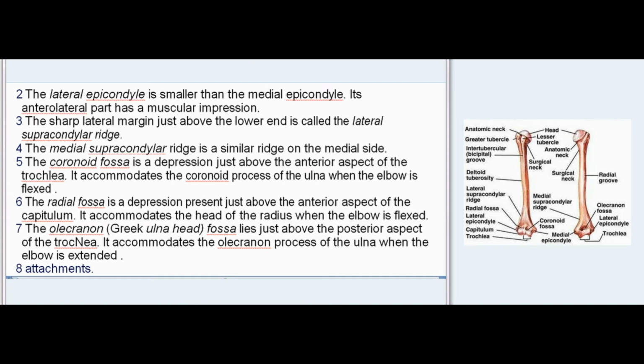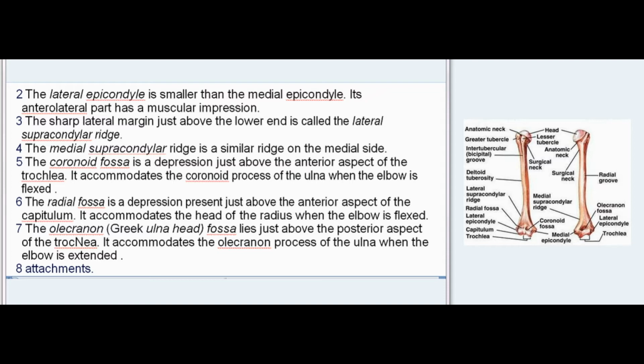2. The lateral epicondyle is smaller than the medial epicondyle. Its anterolateral part has a muscular impression. 3. The sharp lateral margin just above the lower end is called the lateral supracondylar ridge. 4. The medial supracondylar ridge is a similar ridge on the medial side.